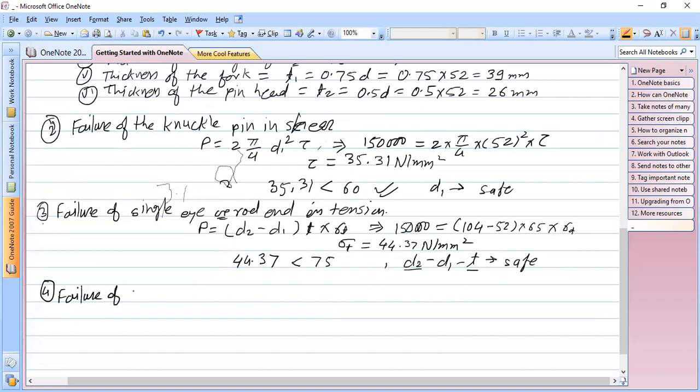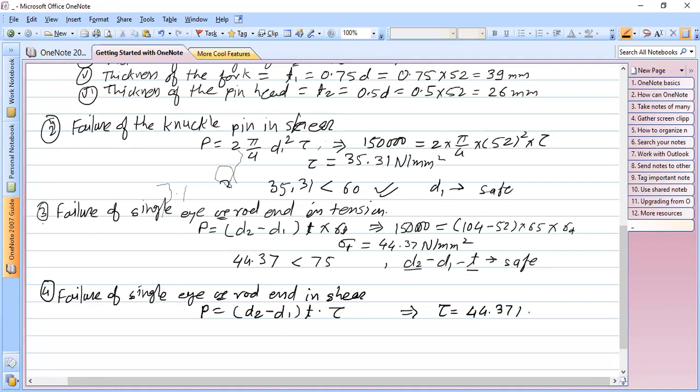Failure of single eye or rod end in shear. We'll see in shear now. So the same formula we have to use. P is equal to (D2 minus D1) into T into tau. How much tau will you get from here? You will get the same tau. Tau will come out as the same value, 44.37 Newton per mm square, because everything is the same, only you are taking tau.